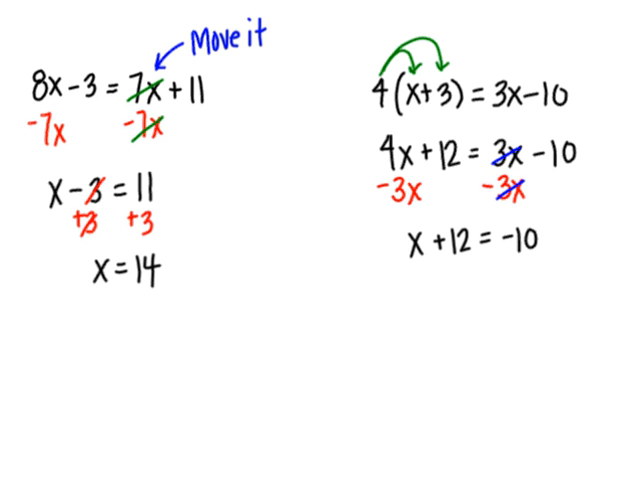At this point, I want to get the x by itself. Right now, it has a plus 12 with it. So I need to move the 12. So I'm going to subtract 12 from both sides. And x would equal, these have the same sign, so I'm going to add and keep the sign. So this equals a negative 22.